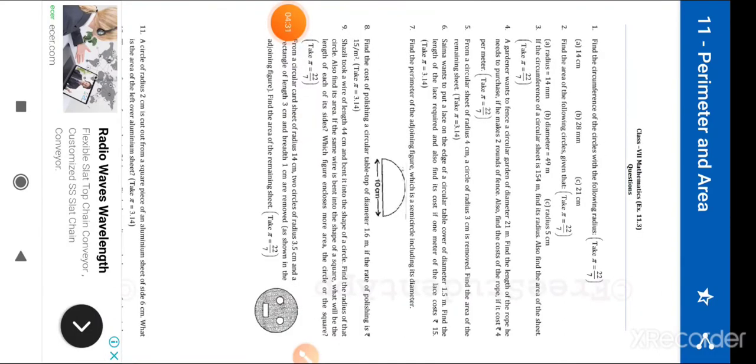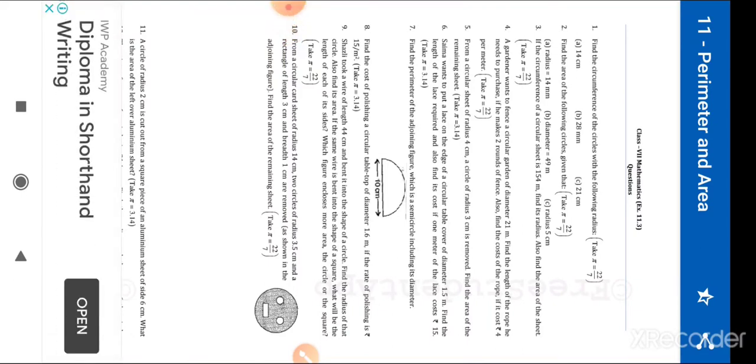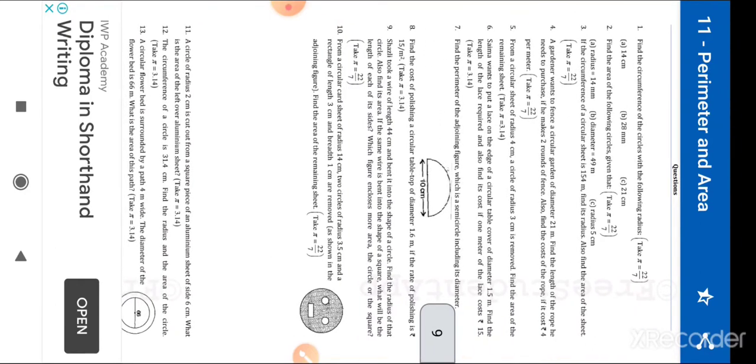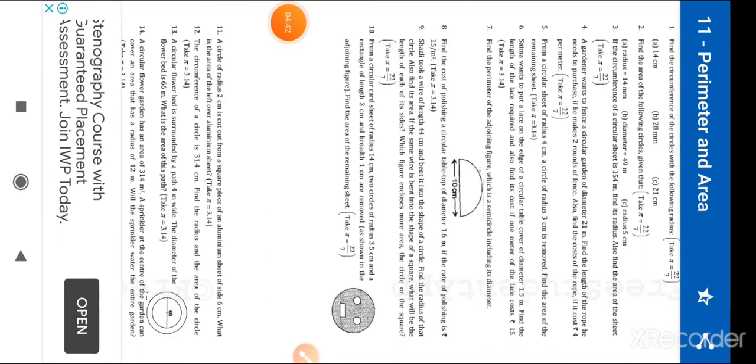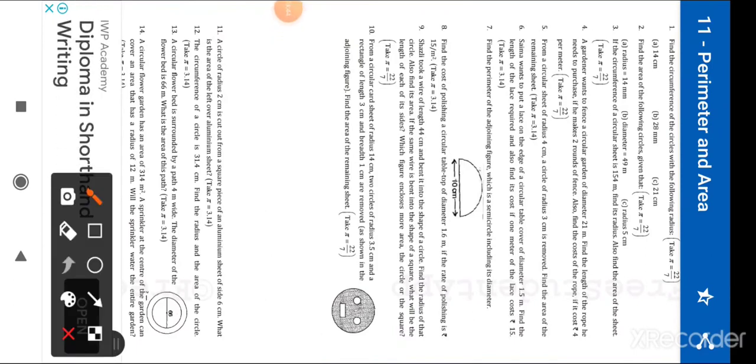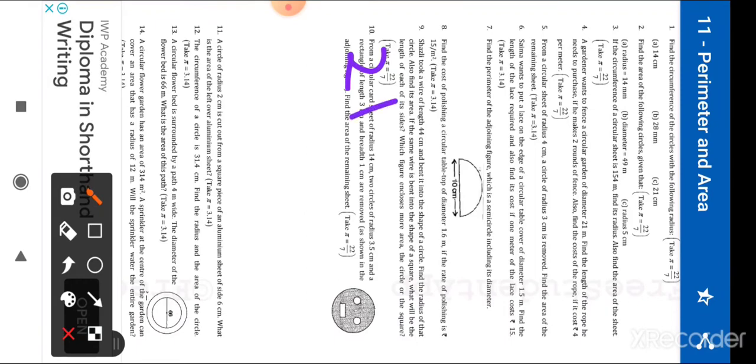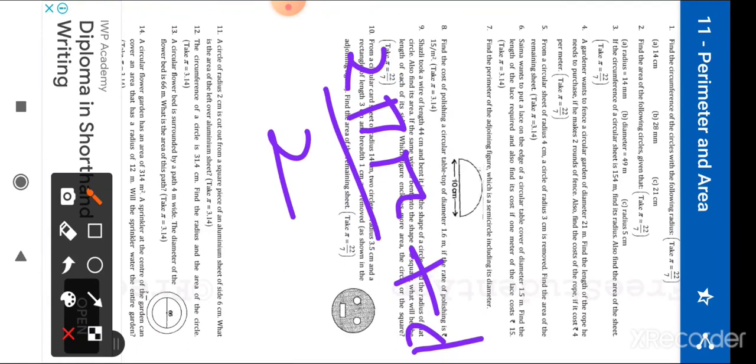The question is, find the perimeter of the adjoining figure, which is a semicircle including its diameter. For solving this question, first we have to find out perimeter of the semicircle and then we have to add diameter in it. So perimeter of the semicircle is 2 pi r divided by 2 plus diameter of the semicircle. After substituting all the values in this formula, we can easily calculate answer of question number 7. So do this question by yourself. Now move to our next question.